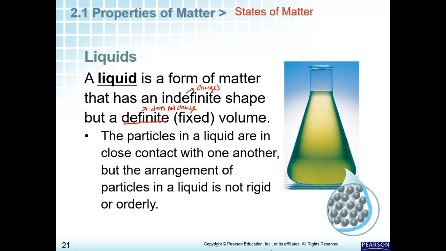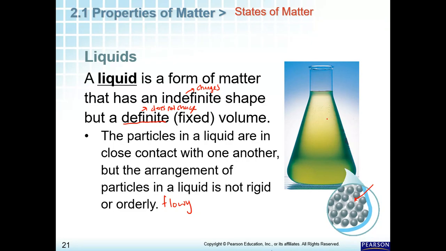And when we look at the atoms in a liquid, this is going to explain why we see that property. If we look at the particles, we're going to see that they're close together, but they can still have a little bit of space to move around. So they don't really have a rigid or orderly appearance. They tend to be flowy. Now, because they tend to be flowy, that is what allows them to have that indefinite shape.